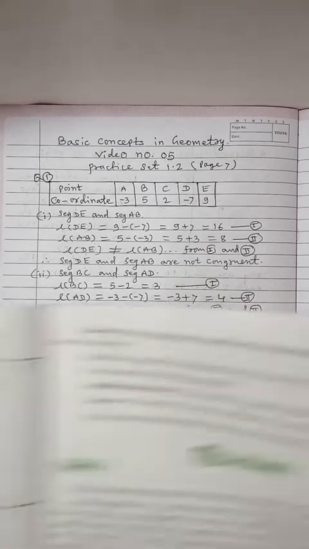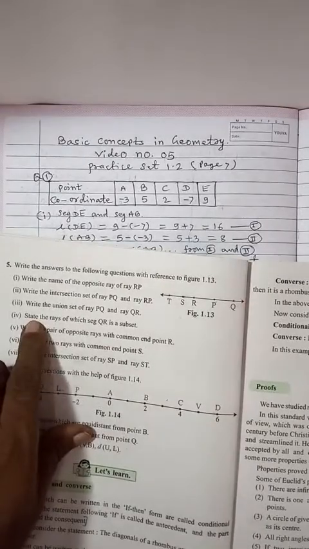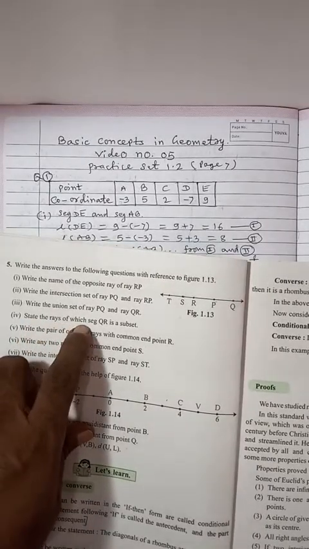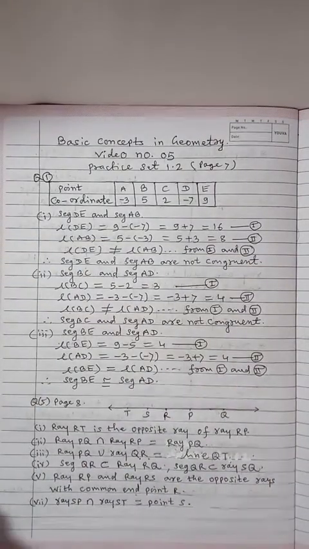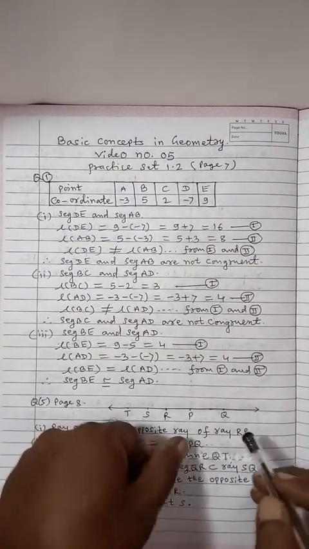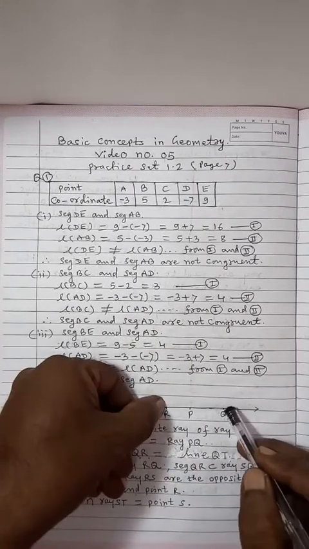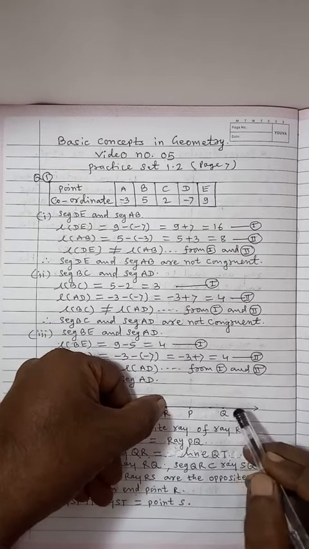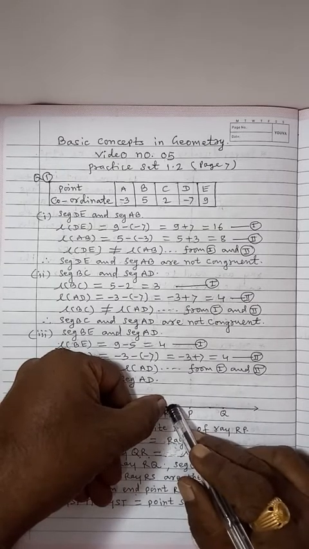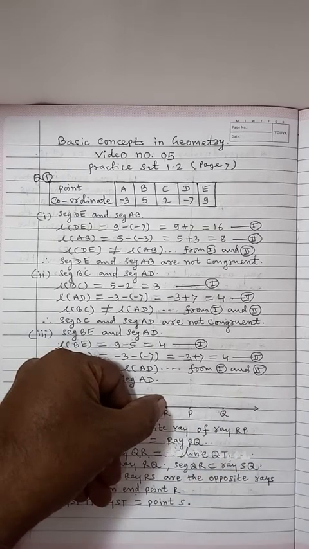Now, sub question number 4. State the ray of which segment QR is a subset. Okay, segment QR. Here it is, segment QR. We have to state the ray. This segment QR is the subset of which ray?